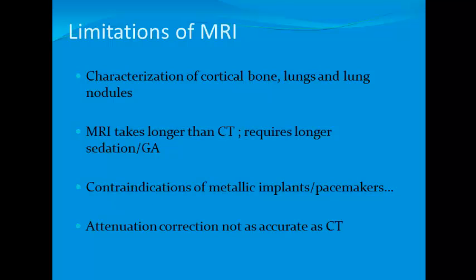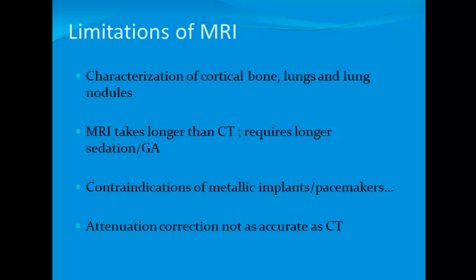However, MRI does have a few of its own limitations. It's not great at characterizing cortical bone lesions. As we've heard already, there are limitations in terms of assessing lungs and mediastinum and lung nodules compared with CT. And the MR acquisition is longer than CT, which can be an issue in pediatrics, of course. We've already talked about the issues of requiring, therefore, longer sedation and also longer general anesthesia time with MR in comparison with the CT scan. It's contraindicated in patients who have metallic implants.